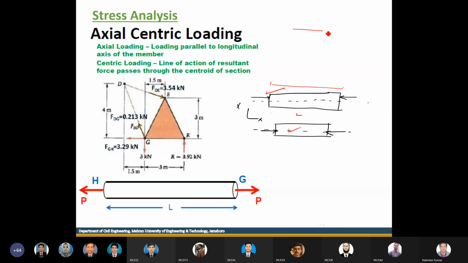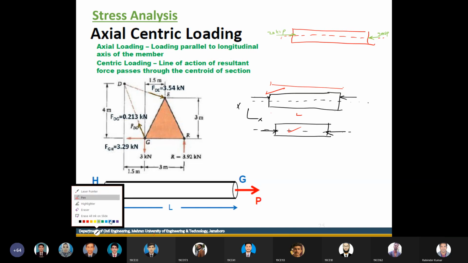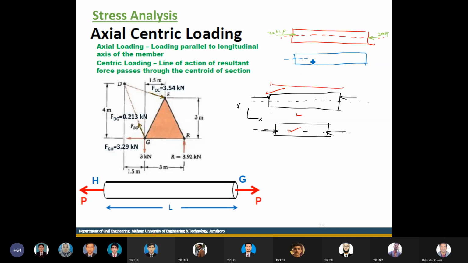Now, just a simple example. Tell me, what stresses will be generated here, and what will be the value of stress in this kind of problem?